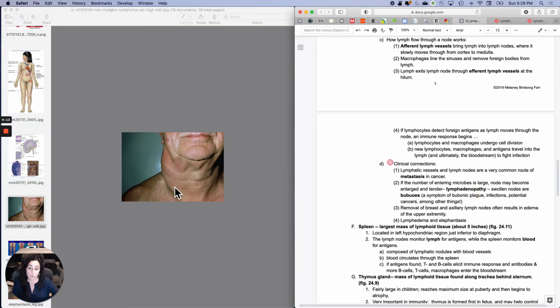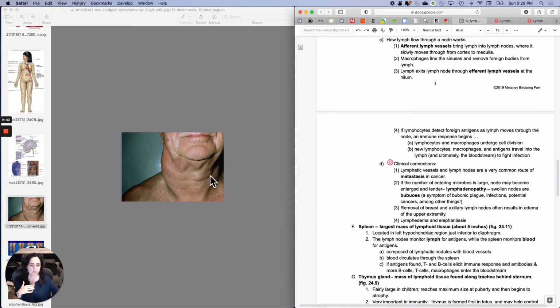A big swollen lymph node is actually called a bubo, and that is where the term bubonic plague came from, because one of the ways you could tell that somebody had bubonic plague is that they had big swollen buboes. So it's not always a symptom of plague. It's a symptom of infection, any kind of infection. Swollen lymph nodes can also be a symptom of cancer, but the cancerous ones don't usually hurt.